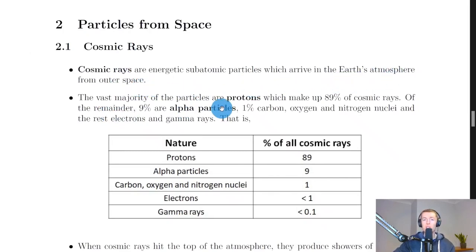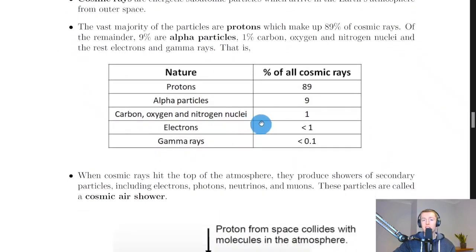The vast majority of the particles are protons, which make up 89% of cosmic rays. Of the remainder, 9% are alpha particles, 1% carbon, oxygen and nitrogen nuclei, and the rest electrons and gamma rays. If we summarize this in a table, you've got the types of particles and then the percentage of all cosmic rays. The protons make up 89%, alpha particles contribute 9%, carbon, oxygen and nitrogen nuclei make up about 1%, electrons contribute less than 1%, and then gamma rays less than 0.1%.